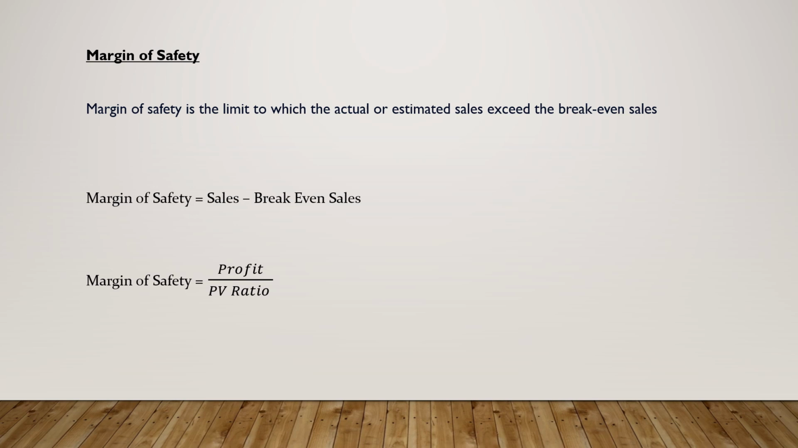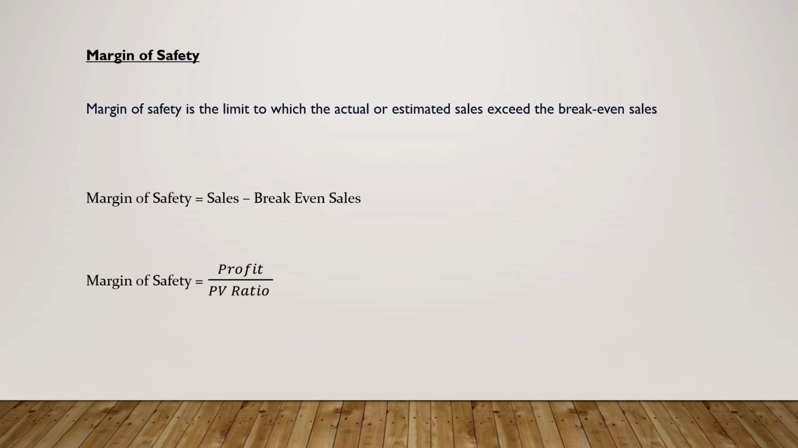Let's take an example. Let's suppose your actual sales is 50,000 and when you calculate your break-even point, it comes to 40,000. At 40,000, you are not going to make any profit. But whatever you sell over and above 40,000 will be considered as margin of safety. Right now, you are selling 50,000. So 50,000 minus 40,000, your answer will be 10,000, which will be your margin of safety.